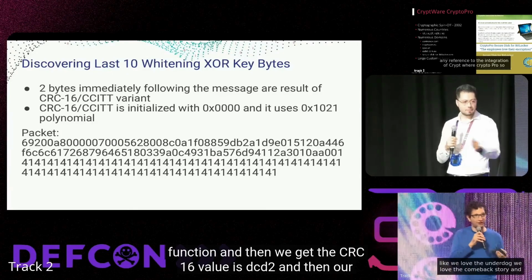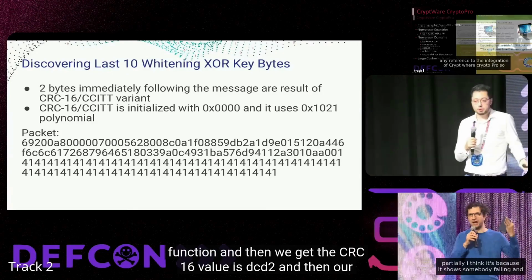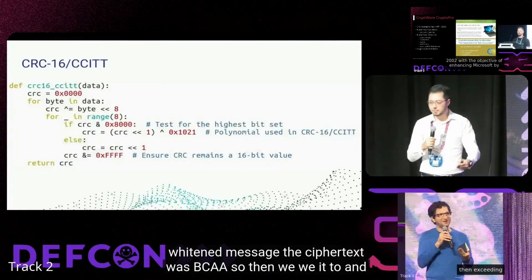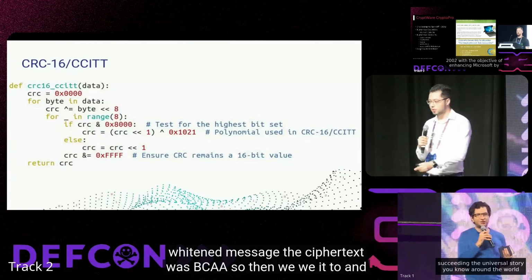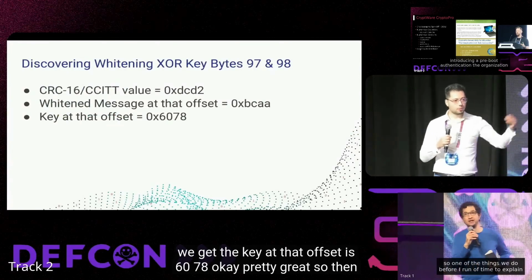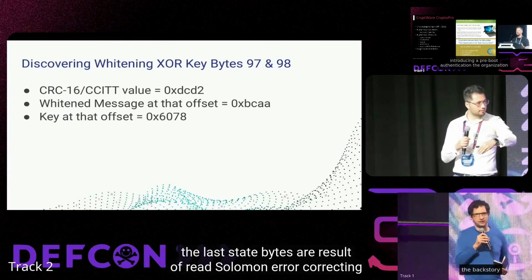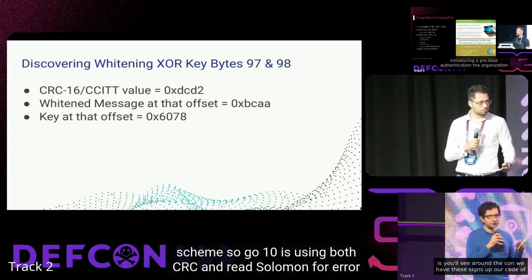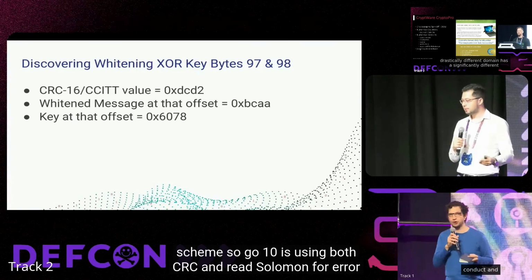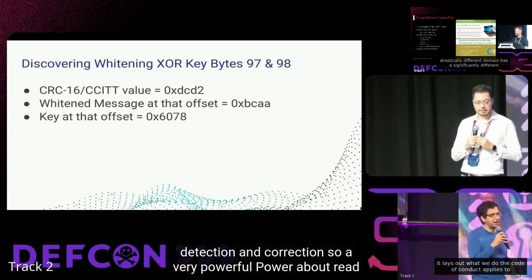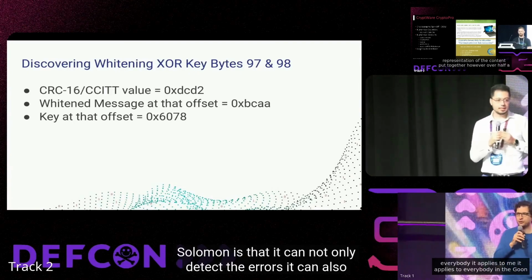So then we take the entire packet up to those 10 bytes, and we compute the CRC16. So here on this slide, you can see the Python script that we implemented. So it's using zeros and 1021 as the polynomial. So then we run it through that function. We put the packet that we saw earlier through that function, and then we get the CRC16 value is DC32, and then our whitened message, the ciphertext, was BCAA. So then we XOR the 2, and we get that the key at that offset is 6078.